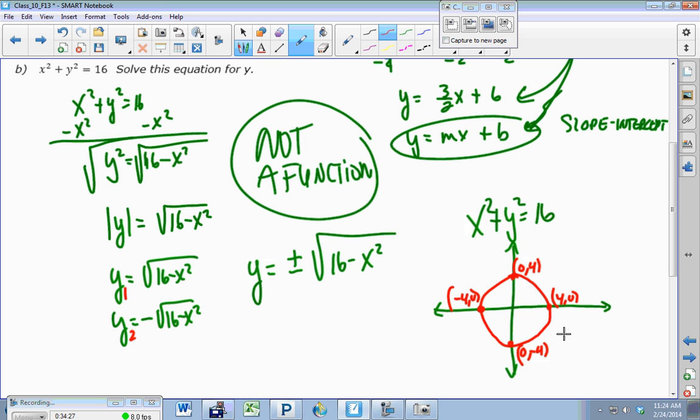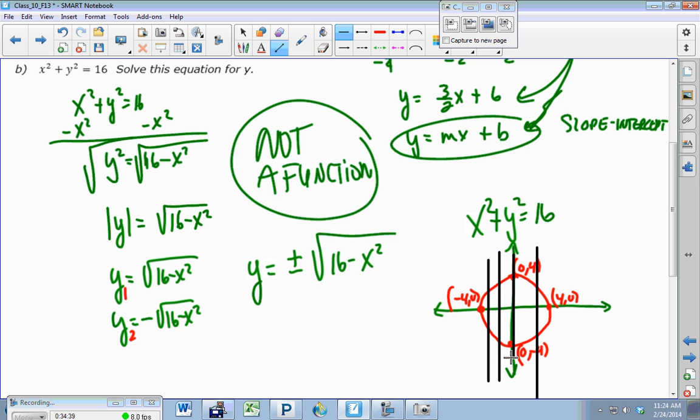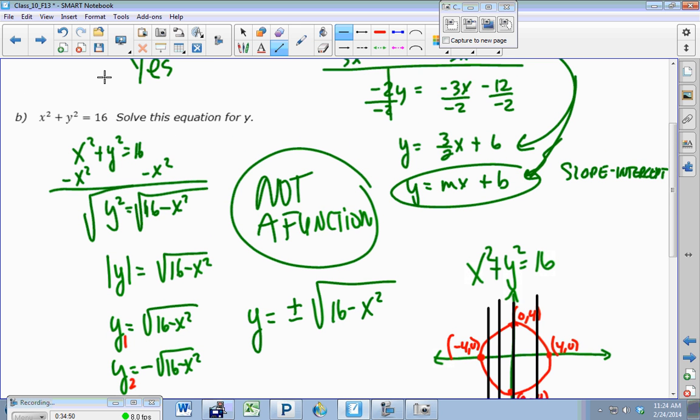And you can see the vertical line test fails here, because if you drop a vertical line anywhere through this circle, except for these 2 points out here, you get two different outputs. Okay? This is not a function. Okay? So you'll have a couple of questions where they'll give you an equation and they ask you to test whether it's a function or not. Okay, and this is how you do it algebraically.